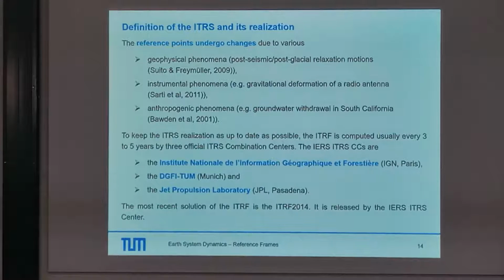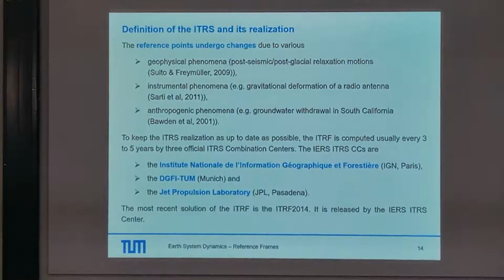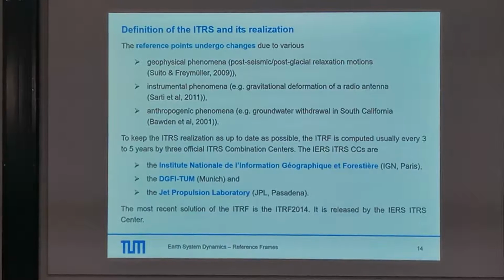At DGFI, we compute the DTRF 2014, which is the same reference system that is released by the ITRS Center. So every 3 to 5 years we have to do this computation. It usually takes 1 year to get solutions out of all these least squares adjustment things, because it's an iterative process, and more or less the whole geodetic community is involved.